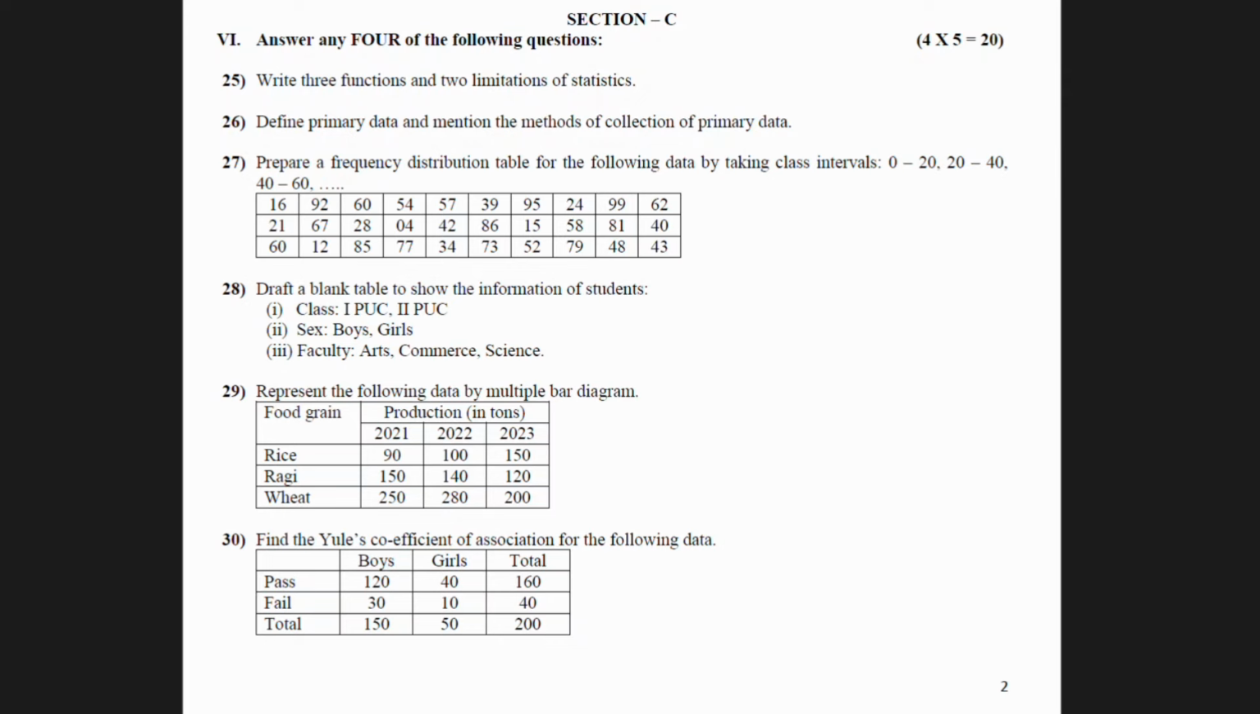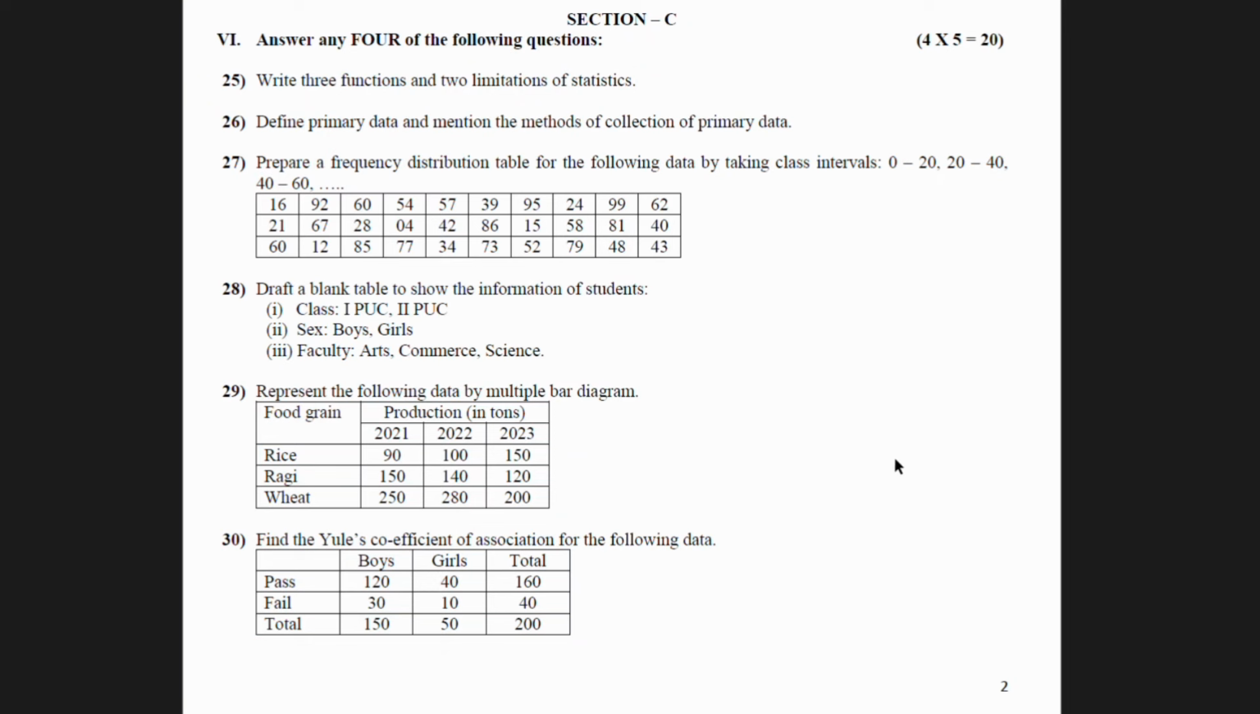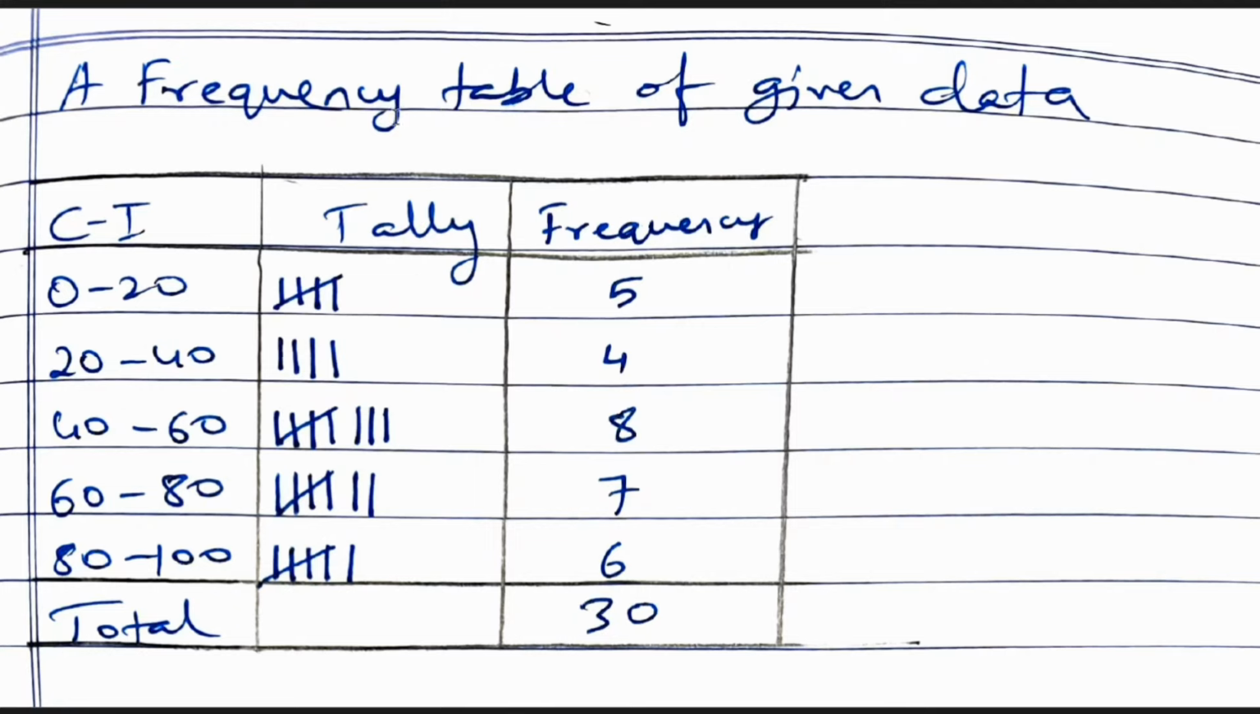Now let me show you how to write the table here. This is how you can write the table. First, make sure you write a simple title. There is nothing subjective here, it is just random data, and you have to write the frequency distribution. Just write a frequency table, or for more clarity, write a continuous frequency table of the given data. That's it, this should be the title.